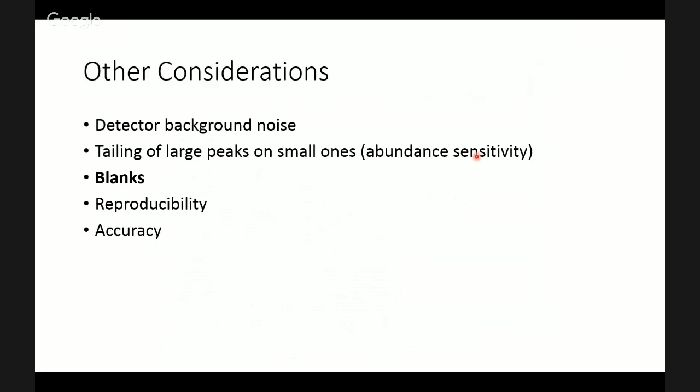Just to finish off, there are things I don't really want to talk about so much: detector background noise or abundance sensitivity. You can look those up if you really want to. But the thing I want to talk about briefly is blanks, and then reproducibility and accuracy. We've already talked a little bit about reproducibility. That's if we measure one sample repeatedly many times, how good are we at getting the same number over again? That is a measurement of the precision.